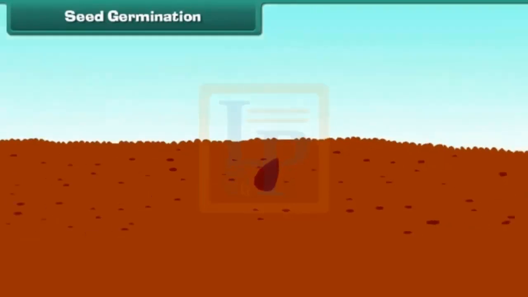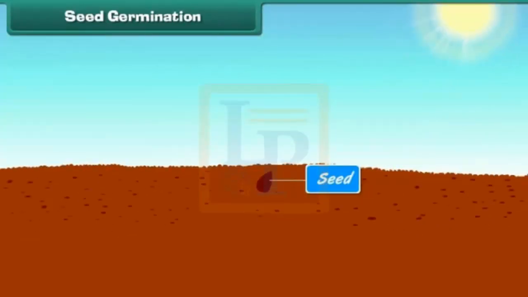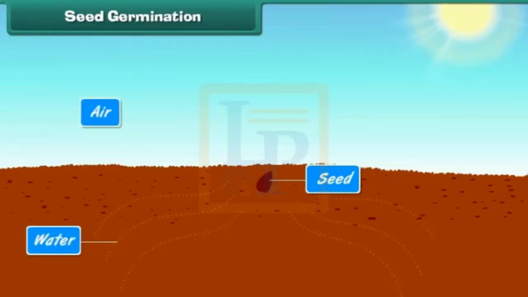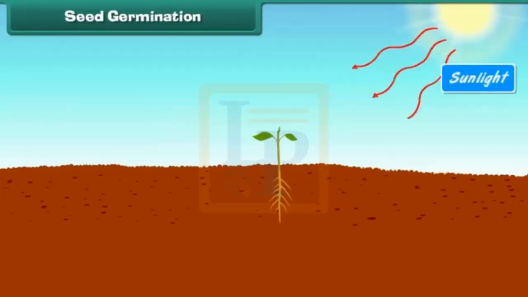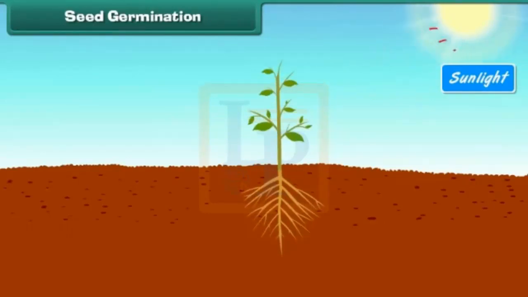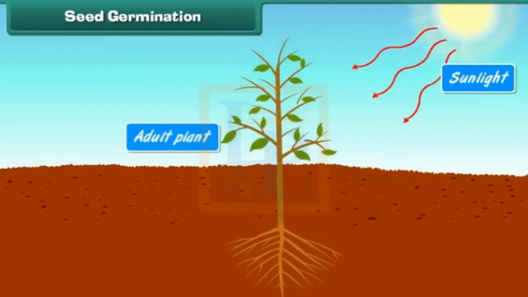Seed germination. Seeds start germinating in favorable conditions. Water, air, and warmth are required for a seed to germinate. When a seed absorbs water, it swells up and the seed coat becomes soft. The roots of the germinating plants appear first and grow towards the earth. After it, the shoot germinates upwards towards sunlight. And after that, leaves start growing up on the shoot. The young plant is called seedling, which grows into an adult plant.